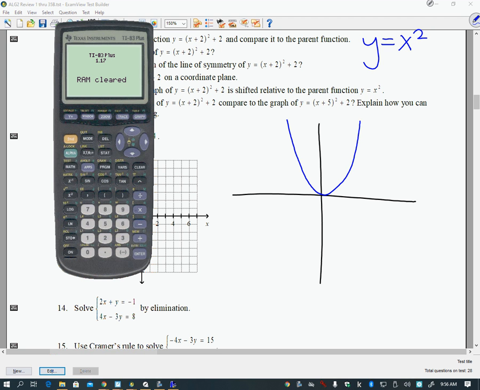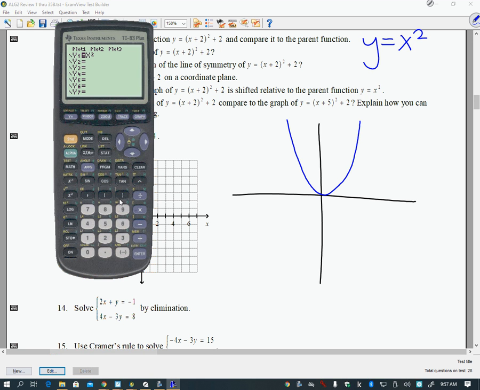Does that make sense? Which means we can change certain aspects of it that are going to make it either wider or narrower, or change the vertex, or flip it so that it's going down instead of up. We can do all those types of different things. So let's see what the parent function looks like, see if I was correct. x squared, graph it. Looks pretty similar, right? Now let's see what happens when we do the rest of this.